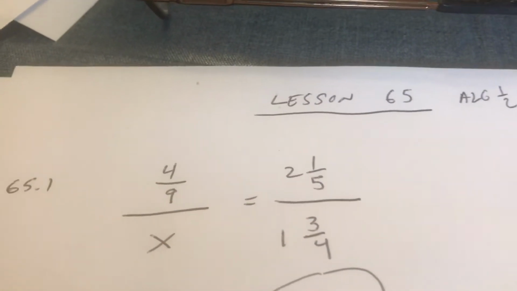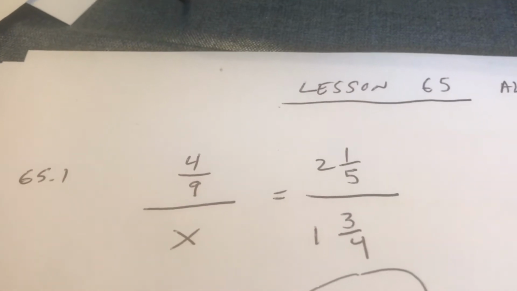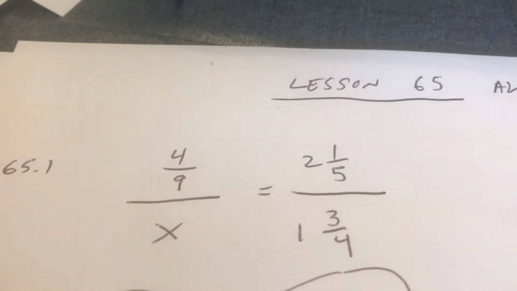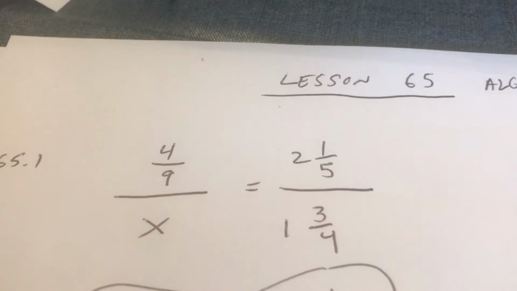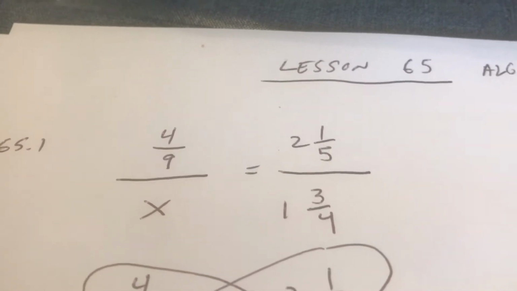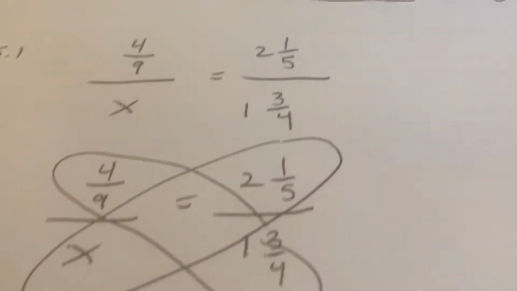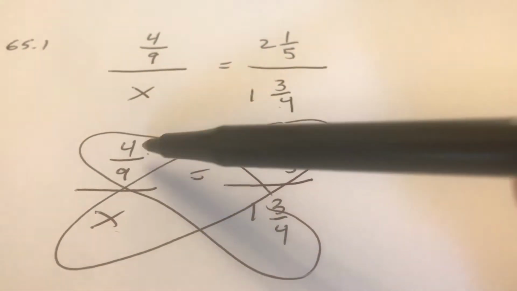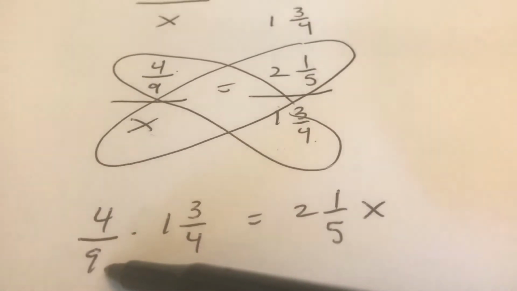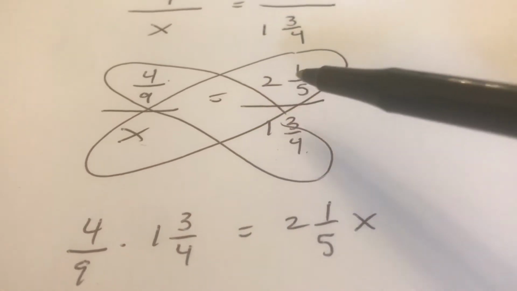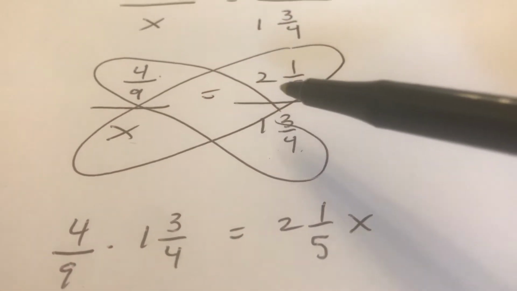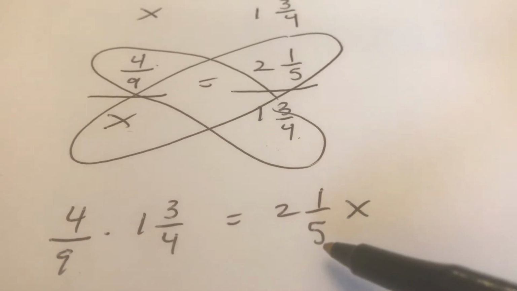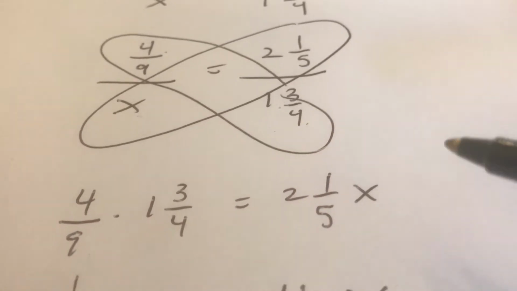Lesson 65, Algebra 1/2. These are proportions with mixed numbers. They're no different than what we've been doing before. So you have a fraction on each side, and you just do your cross multiplying. So these two multiplied together, that's 4/9 times 1 3/4 and x times 2 1/5. So usually we write the number in front of the x, 2 1/5 x.